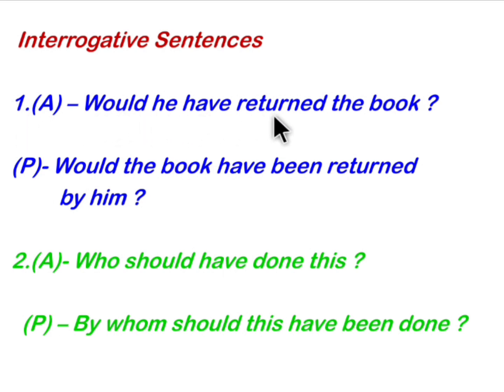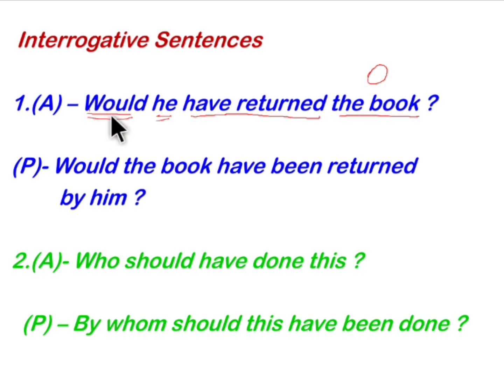Would he have returned the book? So would is the modal verb. He is the subject. For the future tense, we use only have for either singular or plural. Returned is the past participle of return. What did he return? Book. So this is the object.